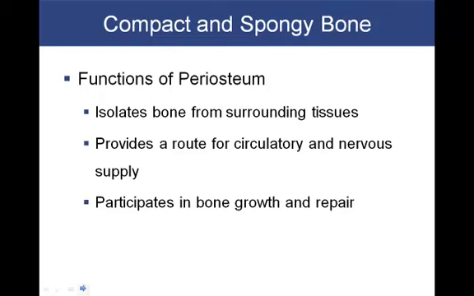Functions of the periosteum. The periosteum isolates bones from all surrounding tissues. It's going to create an entry point or route for both the circulatory and nervous systems. And the periosteum participates in bone growth and repair. And again, this is mainly due to the cell types that are found within the periosteum.